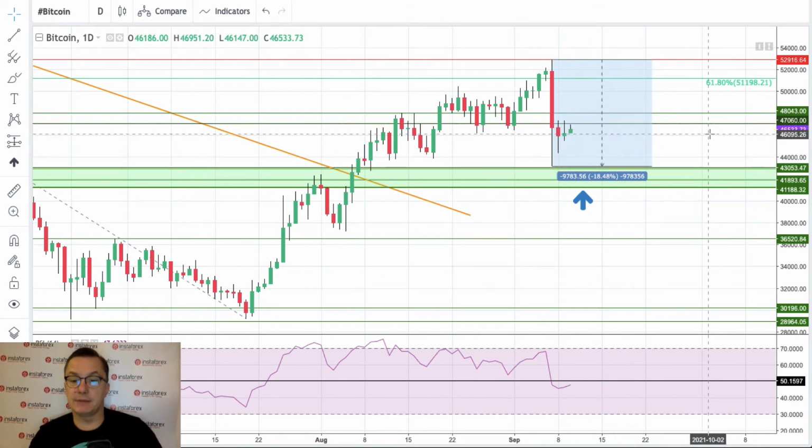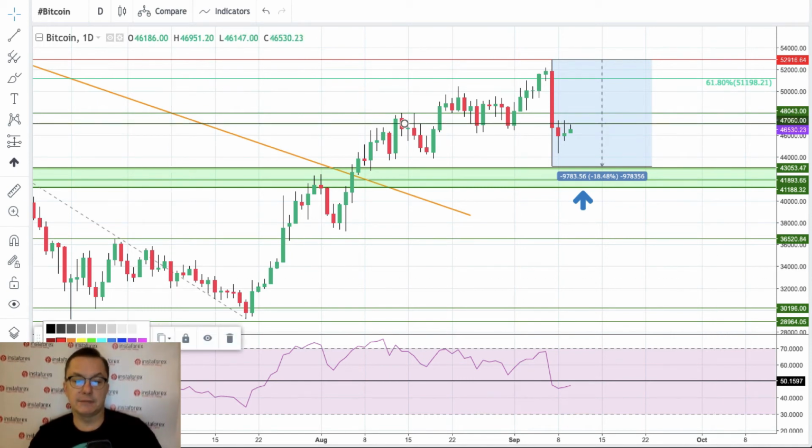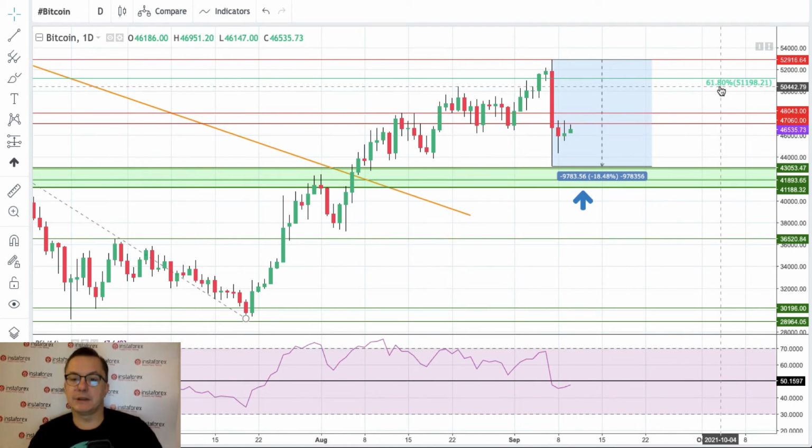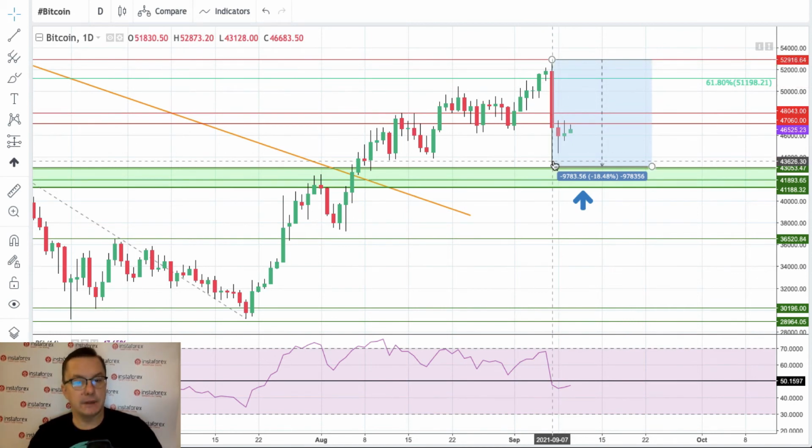We have a nice bounce towards the technical resistance, 47,060. Let me put it in red. Let's make these lines red, because now those are the technical resistances. I will not remove my 61% Fibonacci retracement at 51,198 yet, because it looks like we are going to need it. Despite the fact it was violated, the reaction is very severe. So let me just keep it on the chart right now.